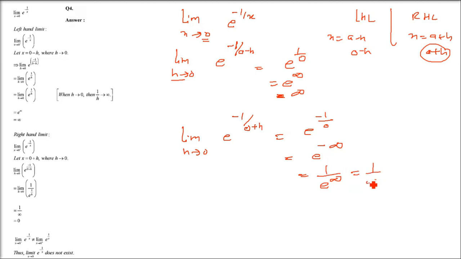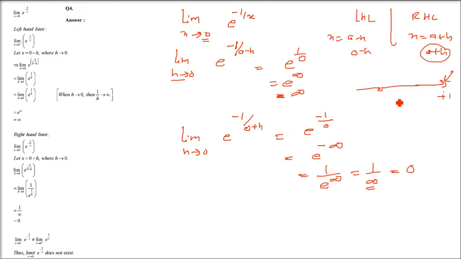E to the power infinite is infinite. So 1 by infinite is what? If you divide 1 by any number which is very huge, it is going to be 0. Ultimately, it is going to be 0. If you divide 1 or any number by infinite, it is going to be 0 always. You will never reach that infinity, because to that number I will always add 1.